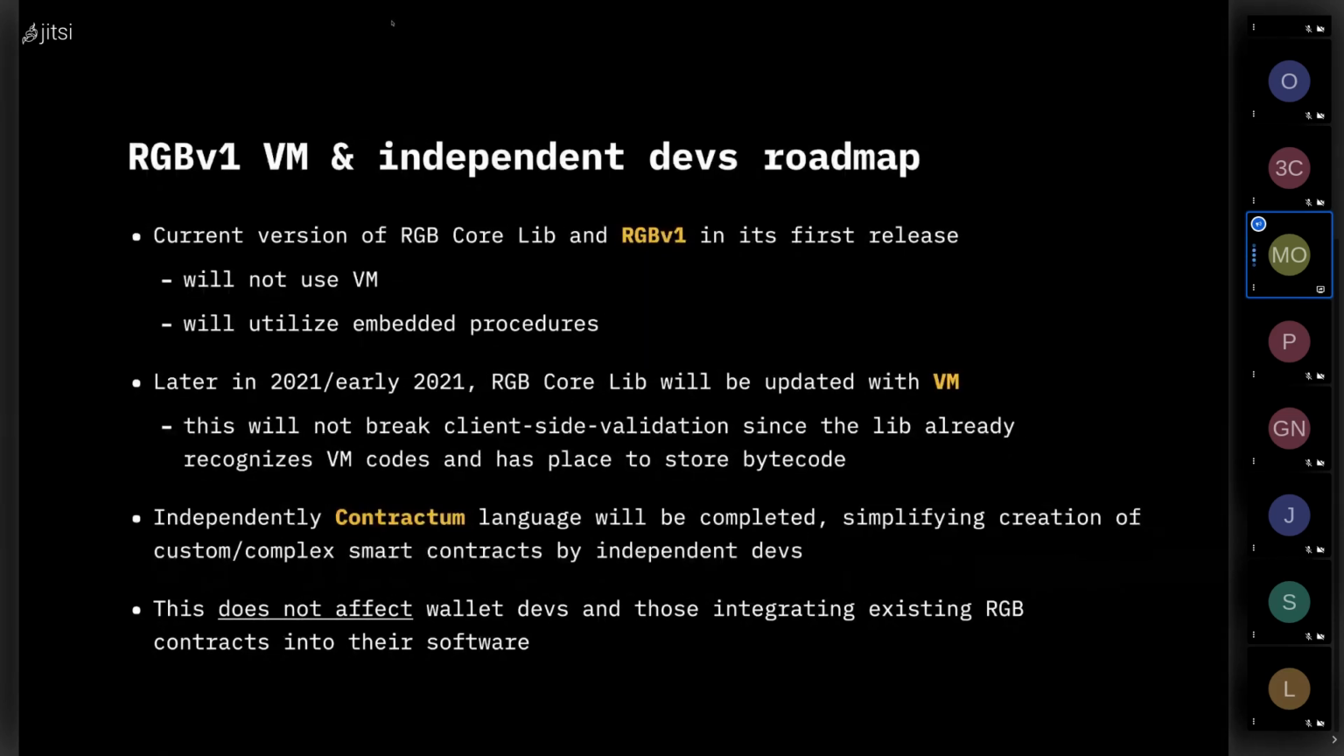Maybe somebody will come up with a better language, because there can be multiple languages. And if somebody sees it differently, you're free to play with that.